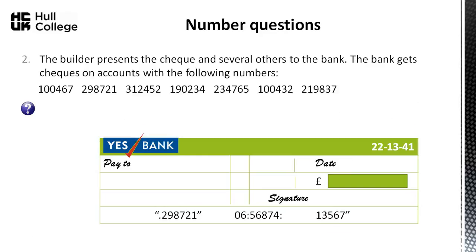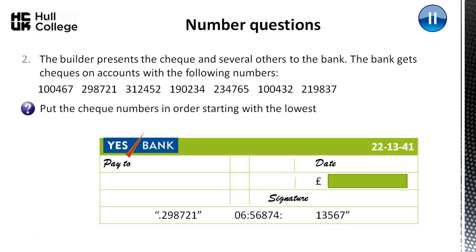Question 2. The builder presents a cheque and several others to the bank. The bank gets cheques on accounts with the following numbers: 100467, 298721, 312452, 190234, 234765, 100432, and 219837. Put the cheques in order, starting with the lowest. Remember to pause the video while you answer the questions.